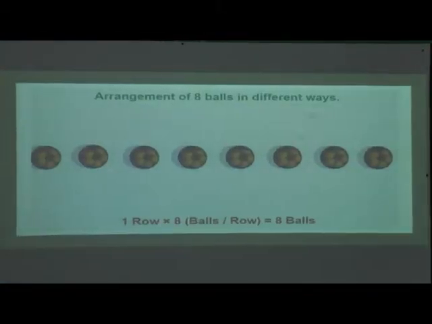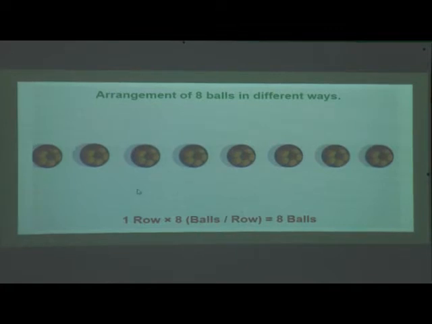Arrangement of 8 balls in different ways. Now see here students, we have 8 balls. Now we have to arrange these 8 balls in different ways. Like we have here only one row. In one row, 8 balls are arranged in a line. 1 row into 8 balls is equal to 8 balls.